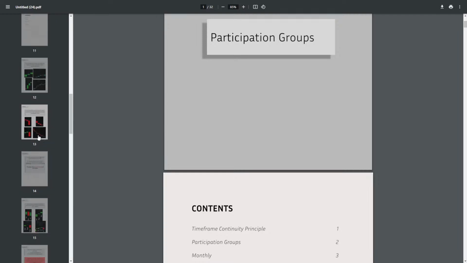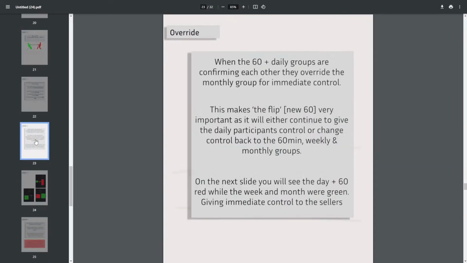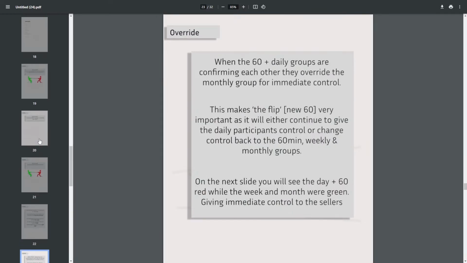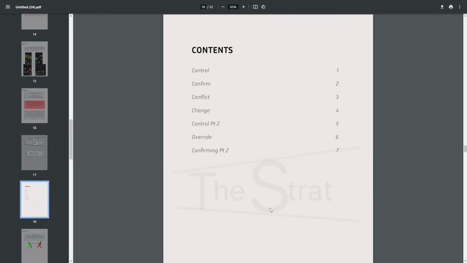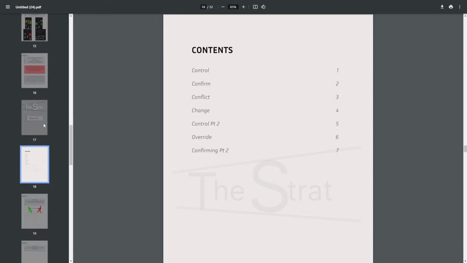But let's get down to it. So the 4 C's of continuity. And these are the 4 questions we're asking ourselves when we're trading the strat. It's because these questions need to be answered if you're going to make any trades. So let's get into it. You're going to see the 4 C's are control, confirm, conflict, and change. And these are your 4 C's.